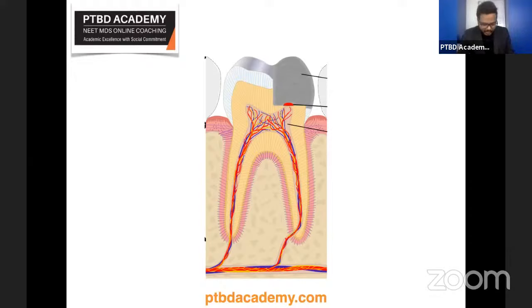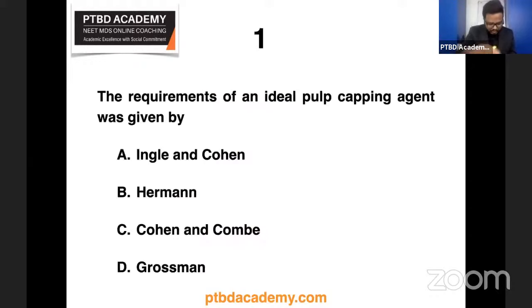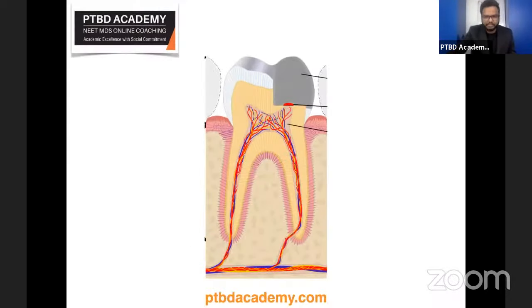And it should be sterile. It should preferably be radiopaque for our convenience so that we can view it under a radiograph, right? So these are some of the ideal requirements of a pulp capping agent as given by Cohen and Kuhn. So option C is the right answer, okay? If you're right, fantastic. If you're wrong, that's absolutely fine. Now is an opportunity for you to readjust the knowledge wiring in your brain and move ahead with confidence, right? Now let's move on to our next question.